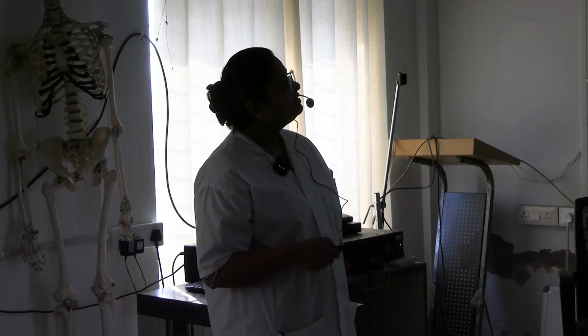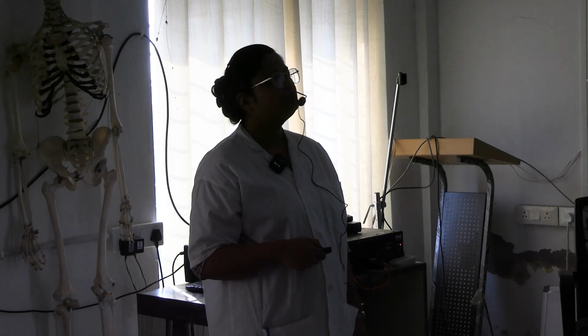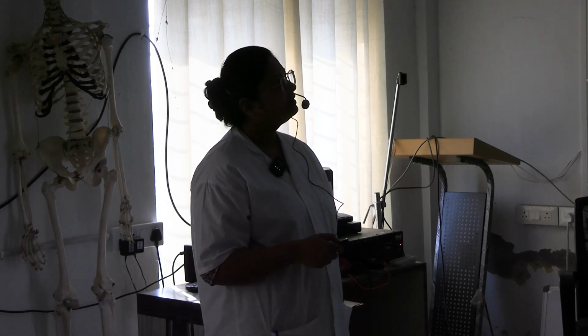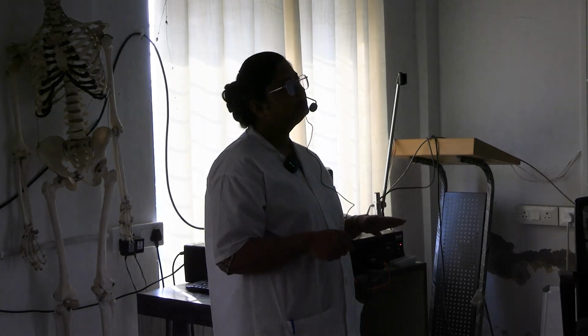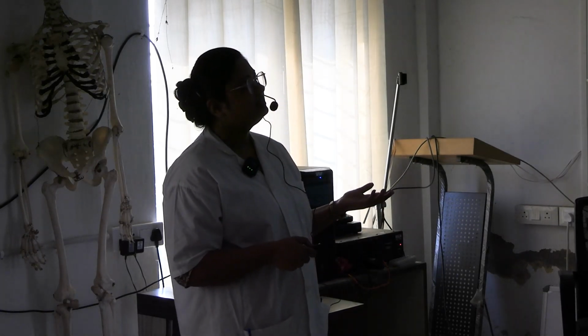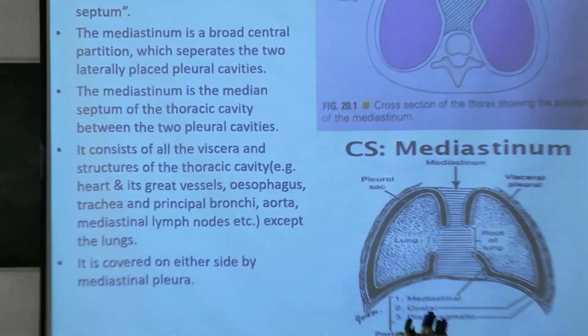The mediastinum is the median septum of the thoracic cavity between the two pleural cavities. See, this part is mediastinum. This is transverse section through the thorax. On the two sides, lungs and the pleural cavities are present. In the middle, here is the mediastinum.